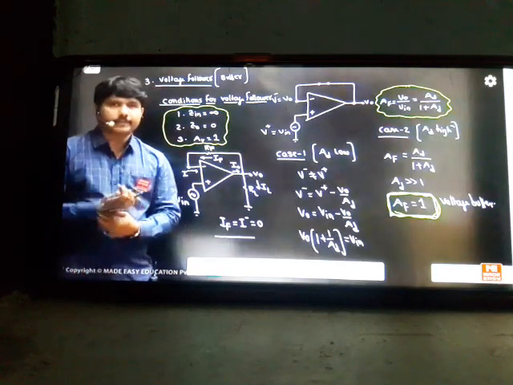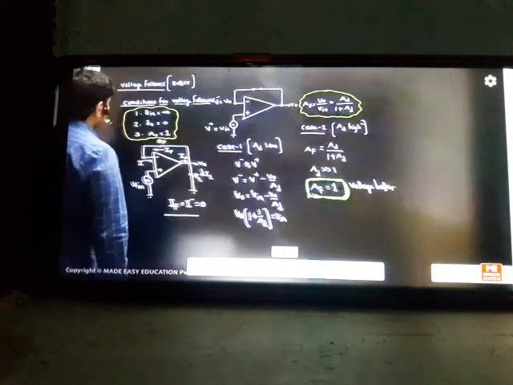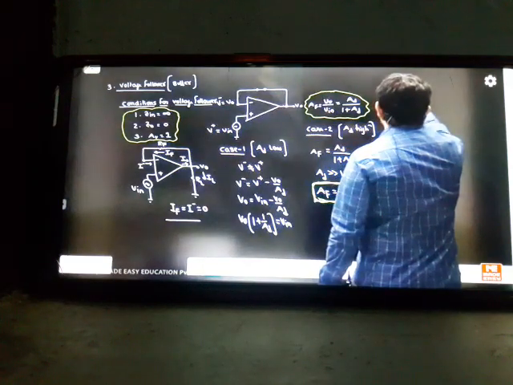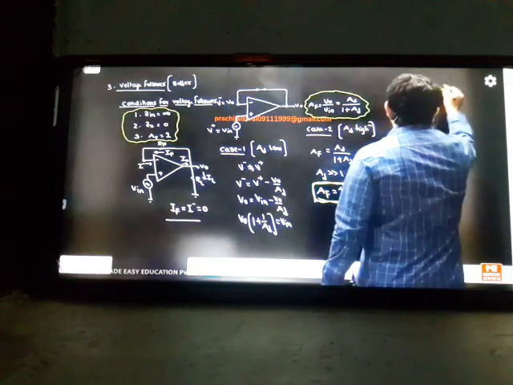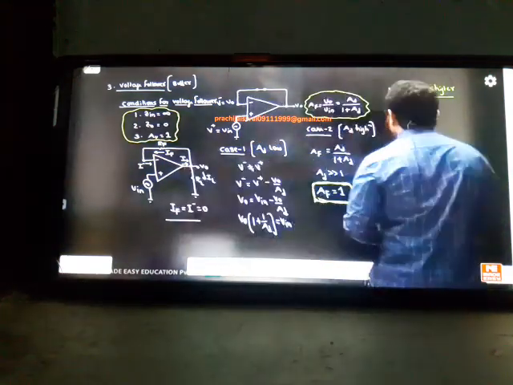The next amplifier is very simple. The phase shifter will come very easily. Let us finish the phase shifter here only, because it will not take much time to practice. So side by side I'll finish the 4th topic, also called the phase shifter. The phase shifter is very easy. Easily you can design it. It's asking only one simple thing here.